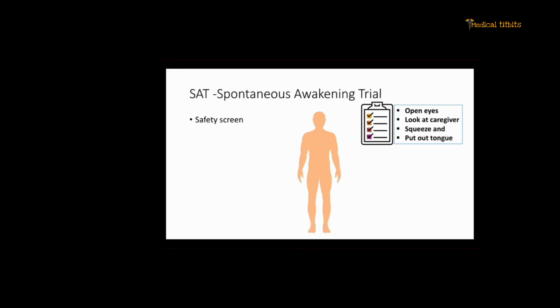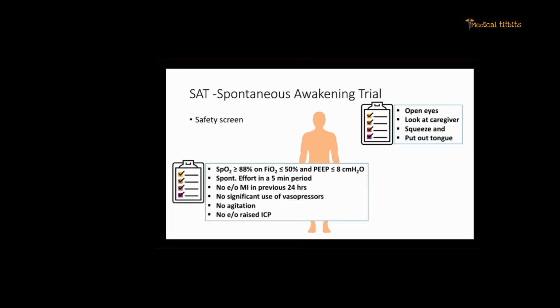There should be a checklist. Neurologically, you check whether the patient opens his eyes, looks at the caregiver, squeezes his hands, or puts out the tongue. 3 out of 4 would be very much desirable. And then you check the objective indicators like saturation more than 88% on an FiO2 less than 50%, and a PEEP less than 8 centimeters of water. Spontaneous effort in the last 5 minutes, no evidence of myocardial ischemia in the previous 24 hours, no significant use of vasopressors, no agitation, no evidence of raised ICP.